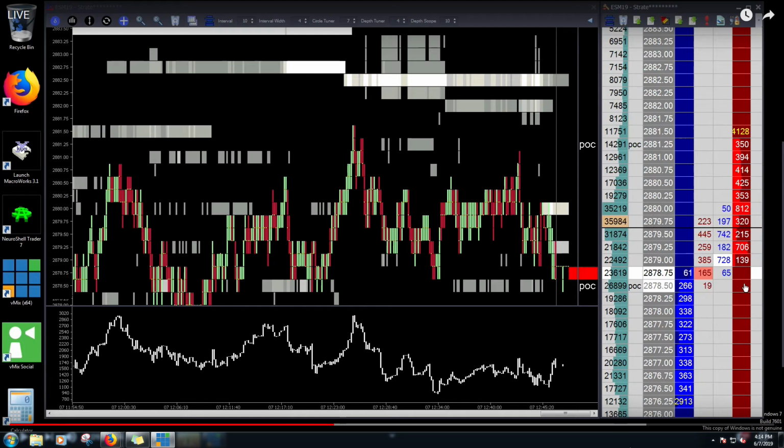So one thing I decided I was going to do here was take a long, since we're at this POC level, and it's been bouncing off of this area several times throughout the day, actually. If I scrolled back my historical data, it would be bouncing at this point several times. So it does make sense to take a trade here and then exit at the point of control.